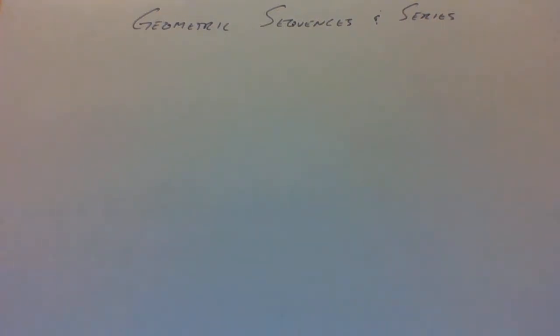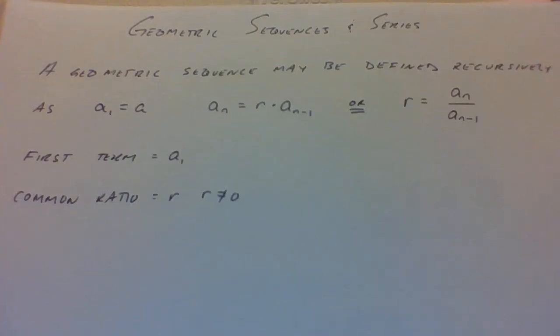In this next section, we're going to be talking about geometric sequences and series. A geometric sequence can be defined recursively. a sub 1 is going to represent our first term, and our common ratio is going to be defined by the letter r. r in this case could not be equal to 0.